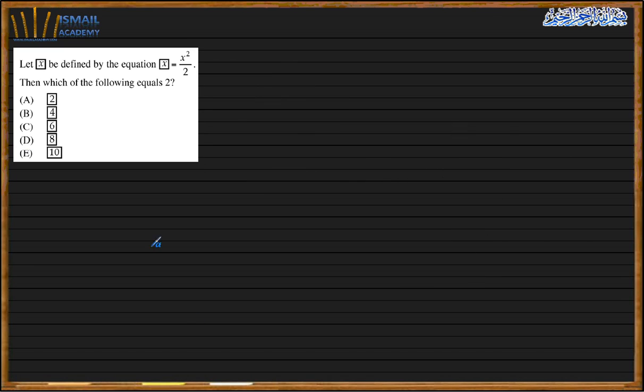Second question. Here we have square x, defined by x squared over 2. Now we need to check which one of those is equal to 2. In order to know which one equals 2, I solve these equations. In fact, it is another way to say solve for x given that square x equals 2. It's exactly the other form of the question. So now I'm going to solve for x here. I substitute square x by its value, which is x squared over 2 equals 2.